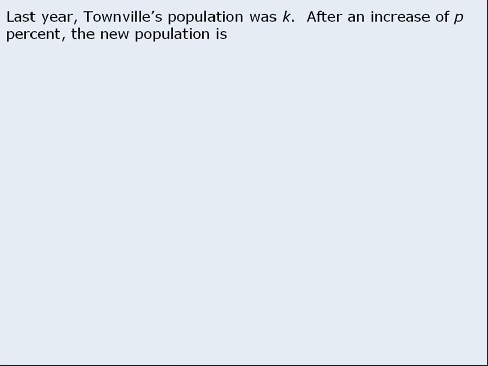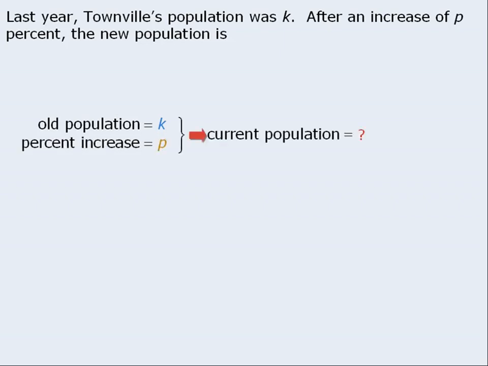Here we're told that last year the population of Townville was K, and we want to determine the new population after an increase of P%. So the old population is K, there is some increase of P%, and we want to determine the current population. Once again, if we are not entirely sure how to generate the expression for the current population, let's choose some nice hypothetical numbers to get an idea of how to determine the current population.